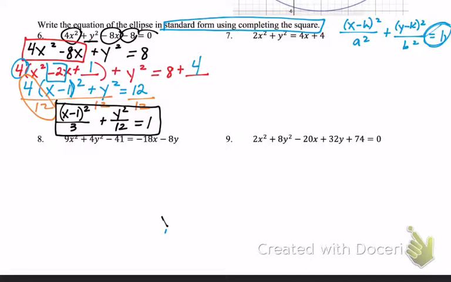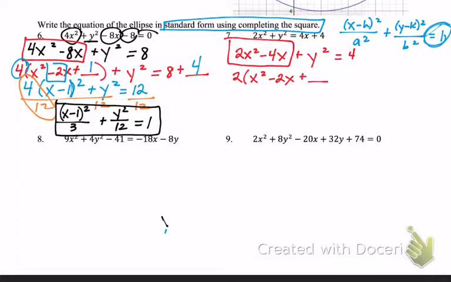For number 7, I'm going to get the x's together and the y's. So I'm going to put 2x squared minus 4x plus y squared equals 4. Now I want to complete the square for the x squareds. So 2 times x squared minus 2x plus blank plus y squared equals 4 plus blank.